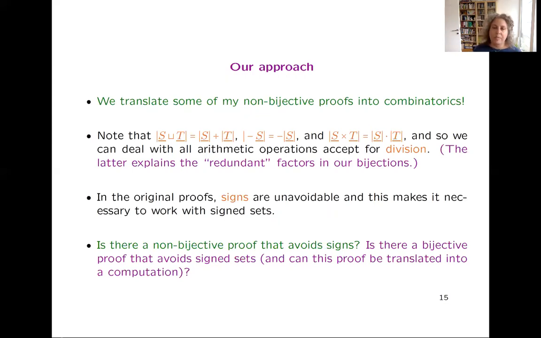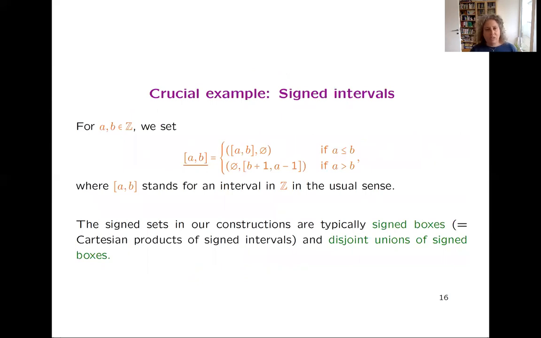So remember, in bijection 1, there were descending plane partitions appearing. Also, a priori, this problem has nothing to do with descending plane partitions. We just wanted to prove the product formula. Another thing is we are working with sign sets, and of course it would be more natural to only work with sets. But we have to do this because in our original proofs, signs are unavoidable, and therefore it is necessary to work with sign sets.